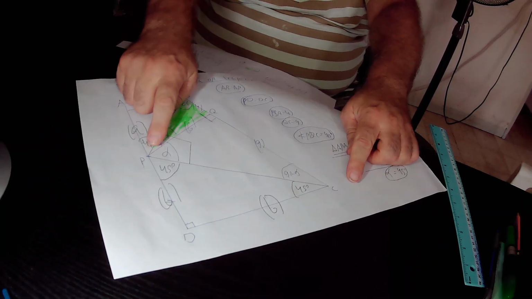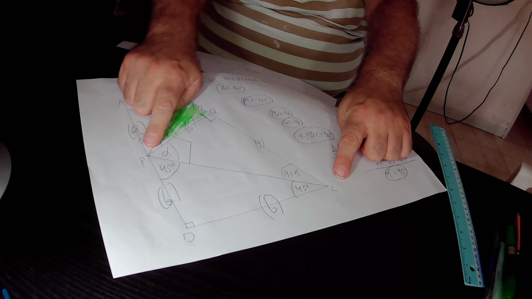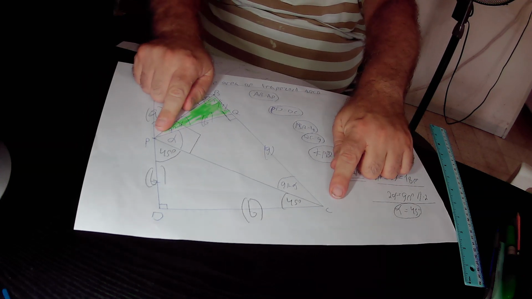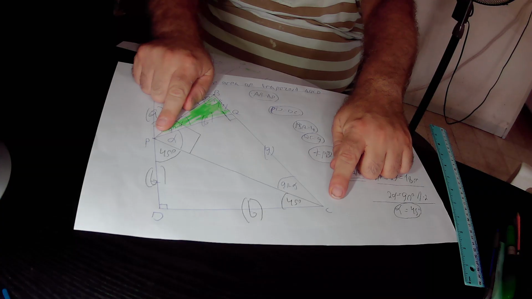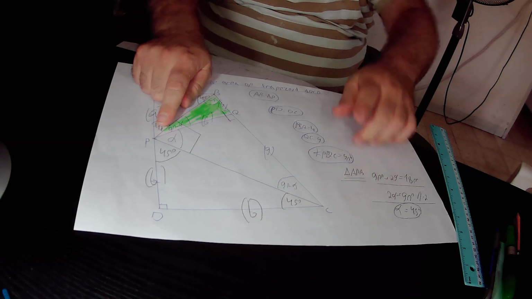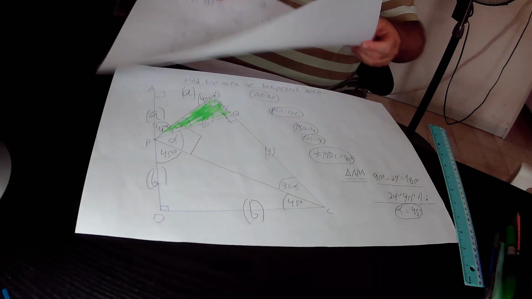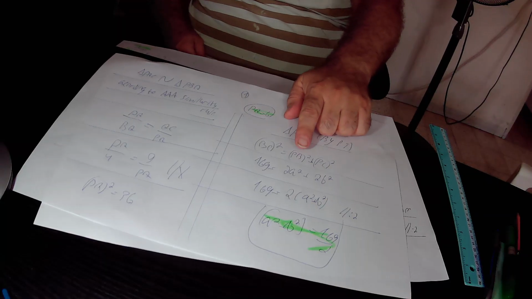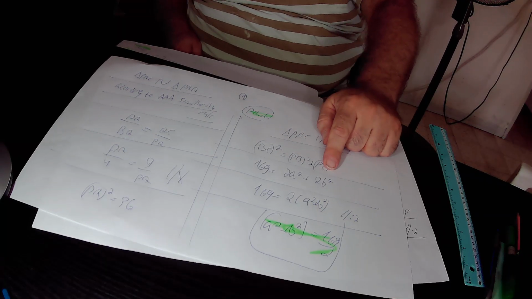What is the value of PC squared? In order to find the value of PC squared, we apply the Pythagoras theorem on the right triangle PDC. According to the Pythagoras theorem, B squared plus B squared equals PC squared. So PC squared equals B squared plus B squared, that is 2B squared. So in total, we found that 169 equals 2A squared plus 2B squared.